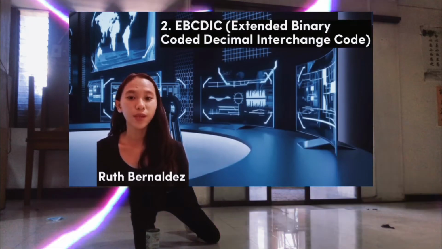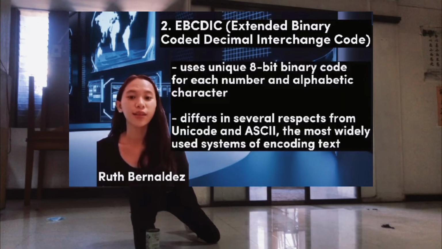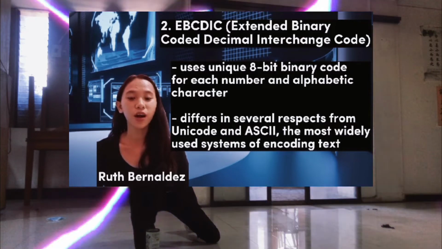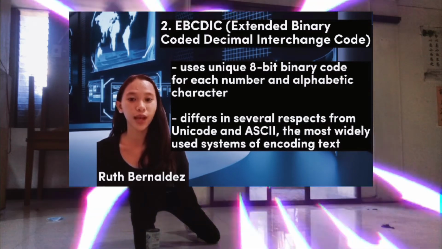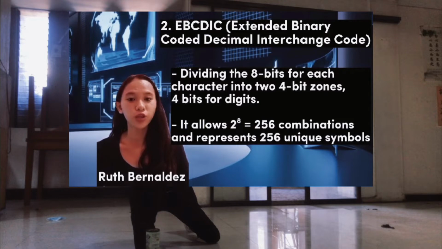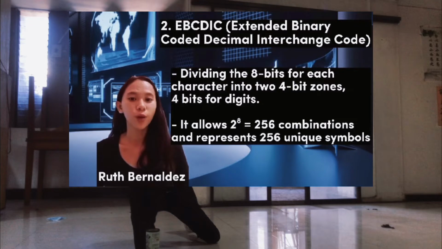Number 2. EBCDIC, or Extended Binary Coded Decimal Interchange Code, uses a unique 8-bit binary code for each number and alphabetic character. EBCDIC differs in several respects from Unicode and ASCII, the most widely used systems of encoding text, dividing the 8 bits for each character into 2 4-bit zones, 4 bits for digits. It allows 2 to the power of 8 equals 256 combinations and represents 256 unique symbols.